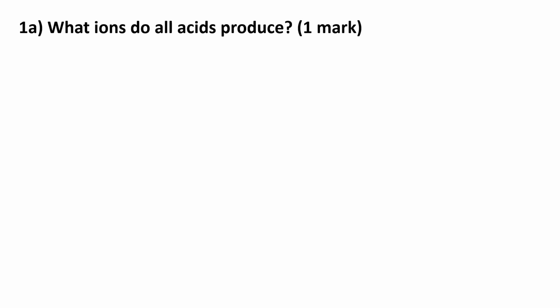As you work through this video, don't forget to pause it in places to give yourself a chance to answer the questions and then see on the video if you've got them right. So what ions do all acids produce? Well, they produce hydrogen ions, H+ ions.